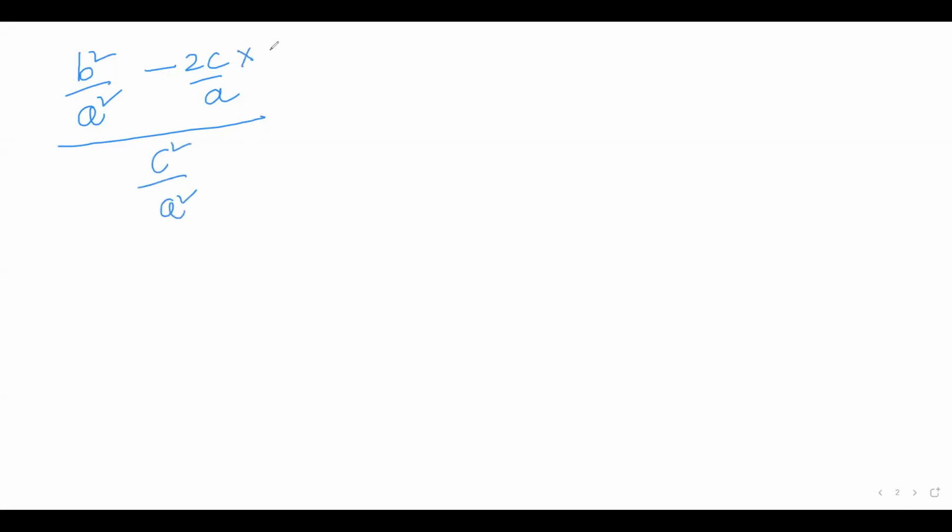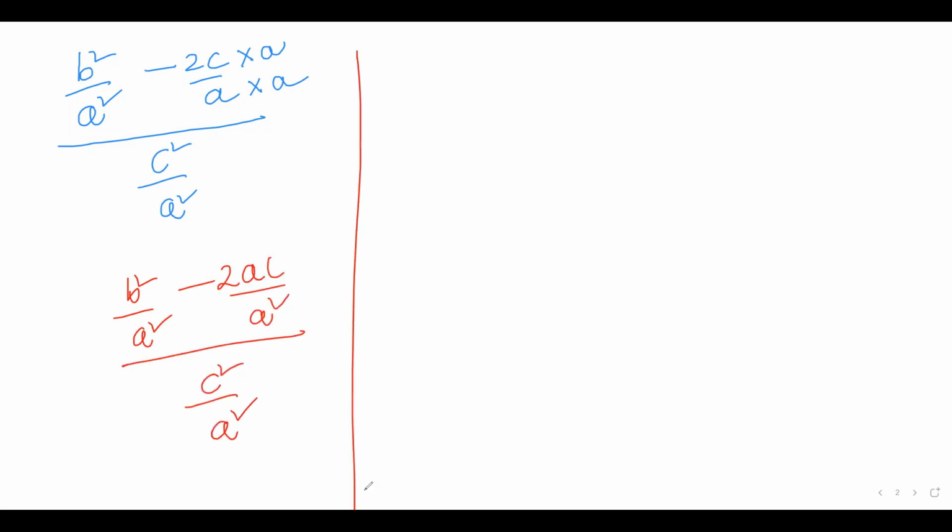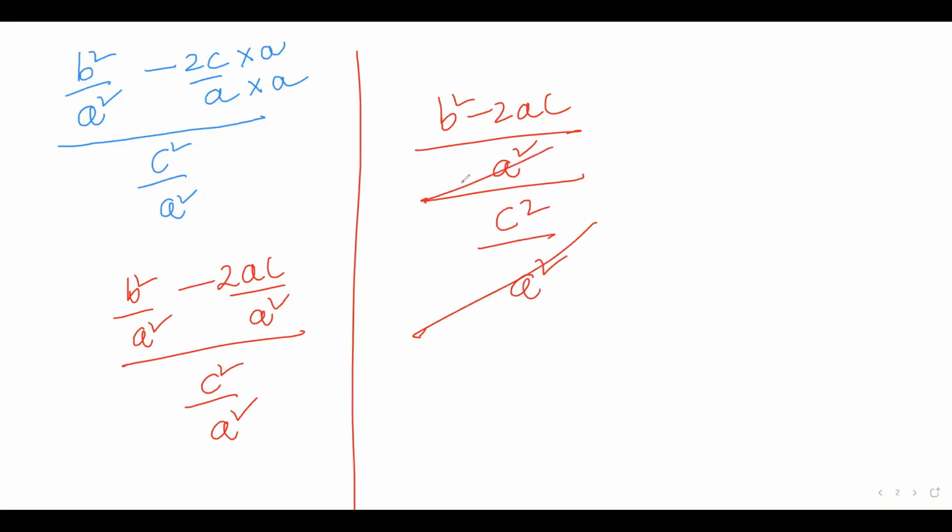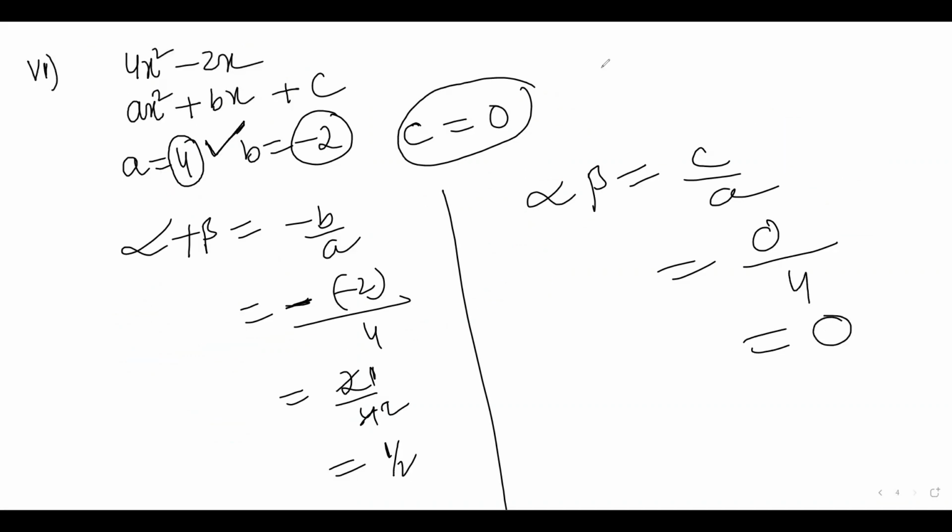Here, try to make denominators equal by multiplying and dividing with a. So, b square by a square minus 2ac by a square, by c square by a square. LCM is a square, b square minus 2ac by c square by a square. Denominator cancel. The final answer is b square minus 2ac by c square. That's it.